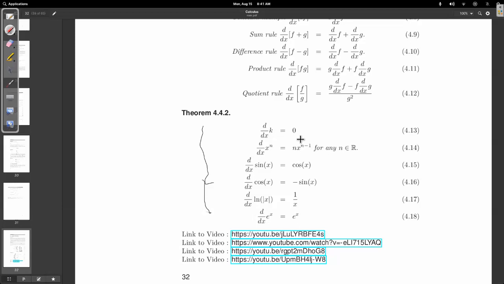The derivative of a constant is zero, because it's the rate of change. If I have a constant function, something like y equals 5 or y equals 6, and I draw the graph, it's like this, no? At any point the rate of change is 0, because y doesn't change with x; y remains constant.